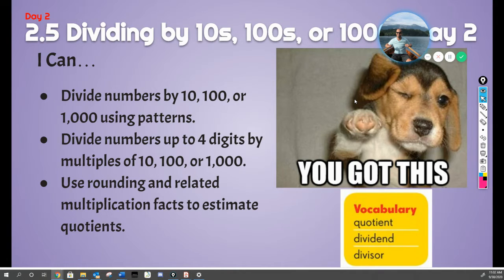We're going to continue with our same goals from yesterday. Our vocabulary that I guess I didn't use in the lesson, but quotient, dividend, and divisor. When you are dividing, the quotient is the answer you are looking for. The dividend is the big number that you are dividing up, and the divisor is, I like to think of that as the divider, the number that's doing the dividing.